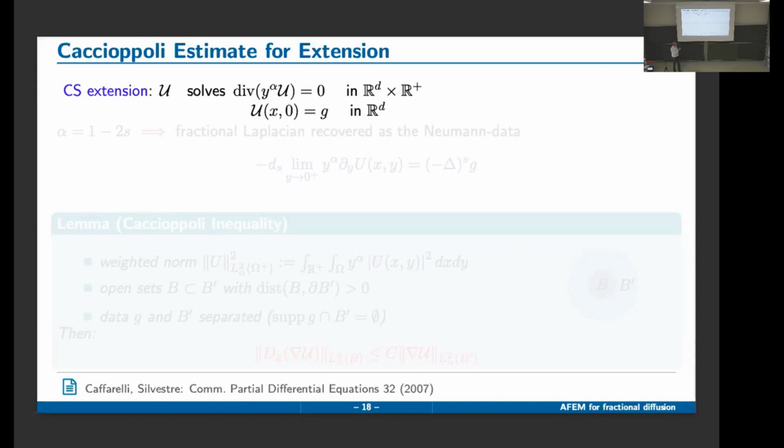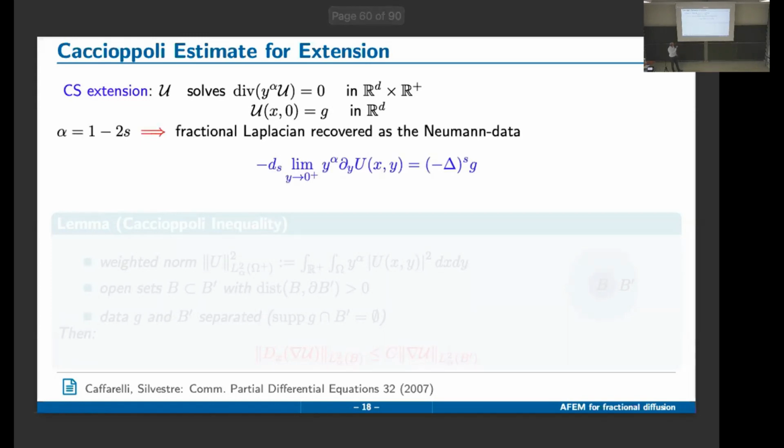So this is a degenerate elliptic problem, and if I have some Dirichlet boundary condition on the y equal to 0 boundary, then, if this power is correct, the fractional Laplacian can be recovered as Neumann data of this extension problem. So the Neumann data of this problem is nothing else than the fractional Laplacian applied to the Dirichlet data. In this sense, this is the Dirichlet to Neumann operator for this degenerate elliptic problem.